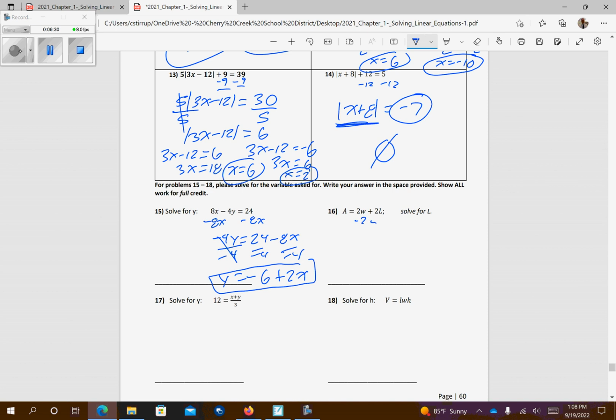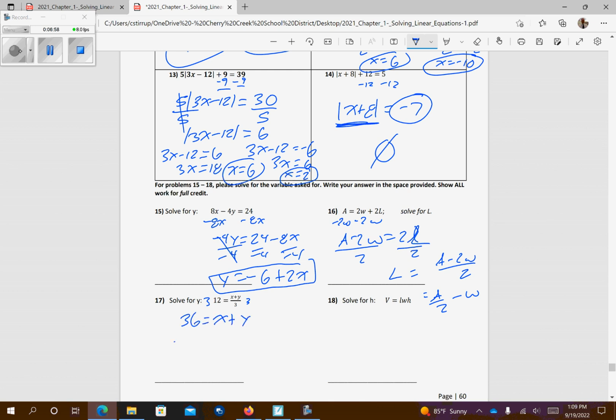Next problem, we want to solve for L. So I'm going to subtract 2w from both sides. 2L, then divide everything by 2. So you're going to get L equals a minus 2w over 2. You could break that up, you could have an answer of this, but either answer would be fine. So it's your choice.